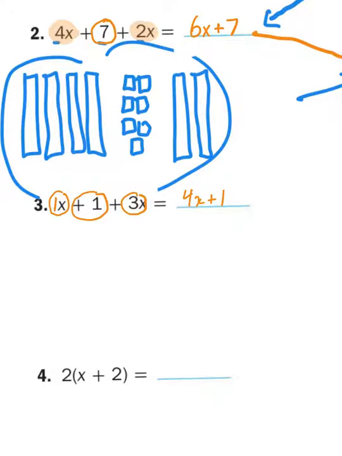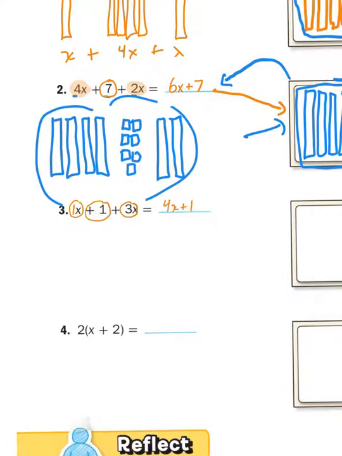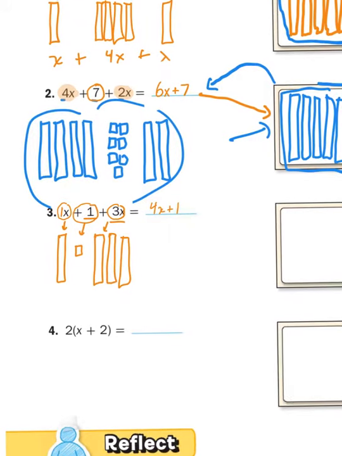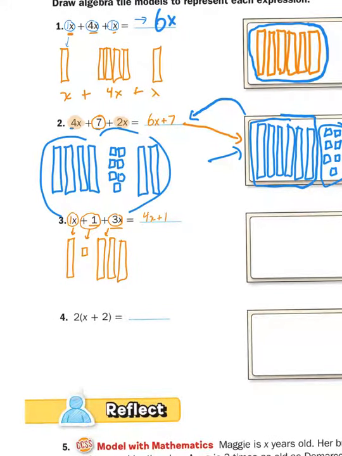Now let me show you how that would work with the tiles. Remember, I would start with my 1x plus my 1 tile, then my 3x's. So this is what the original expression would look like. This is my x plus my 1 plus my 3x. And in my tiles, I would then organize them. So I would organize my 1x together with my 3x's. And then my 1 tile is by itself. And notice my expression would be 4x plus 1, which is exactly what I had here.